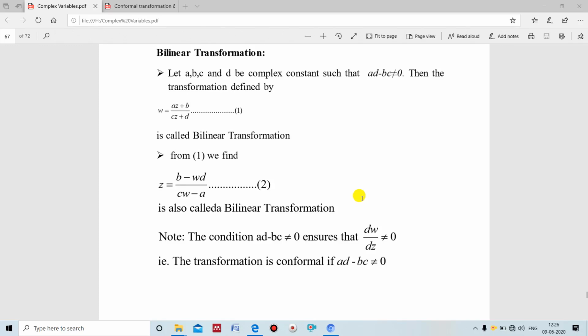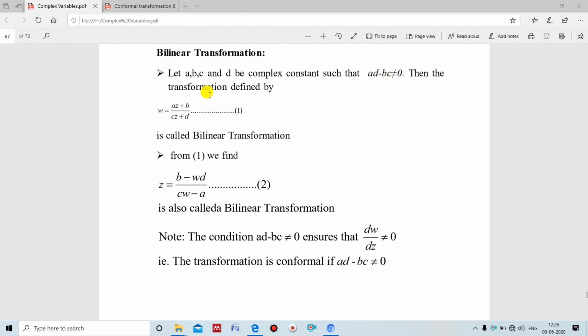Dear student, in this video we learn the next concept of the model, that is bilinear transformation. So what does bilinear transformation mean? We know first, by definition, the bilinear transformation is defined as: let A, B, C and D be complex constants such that AD minus BC is not equal to 0.